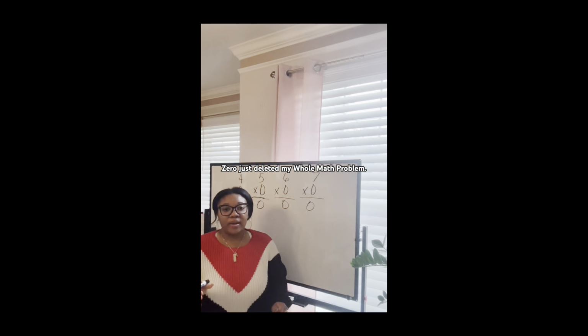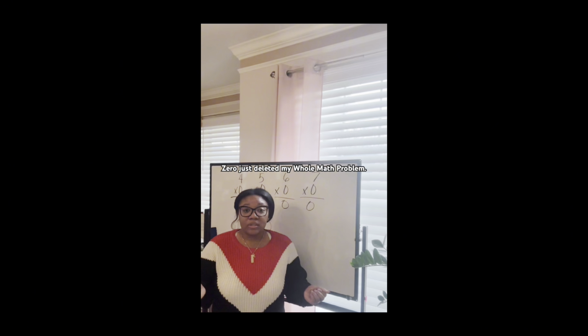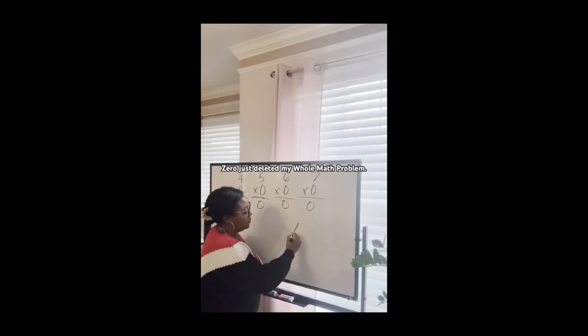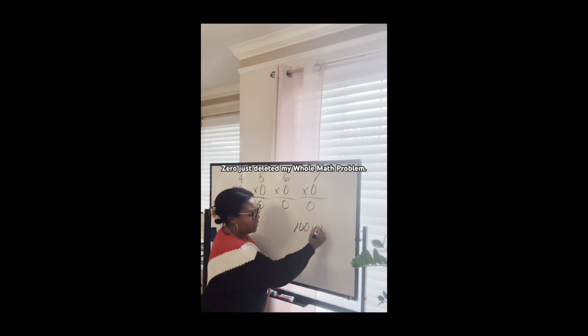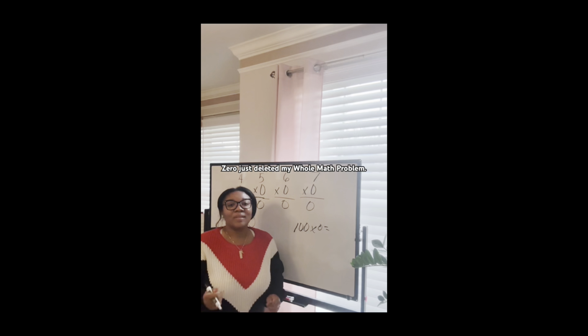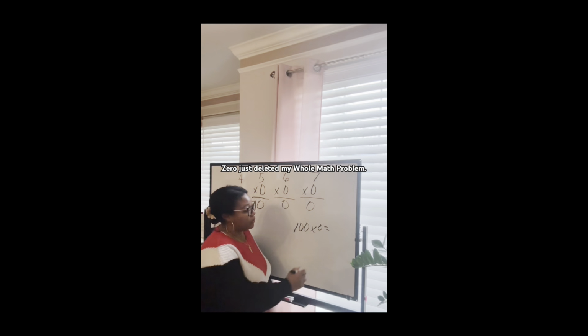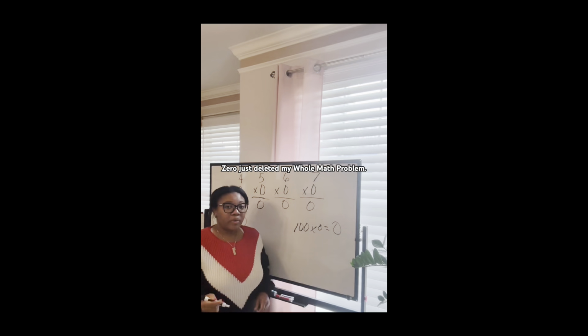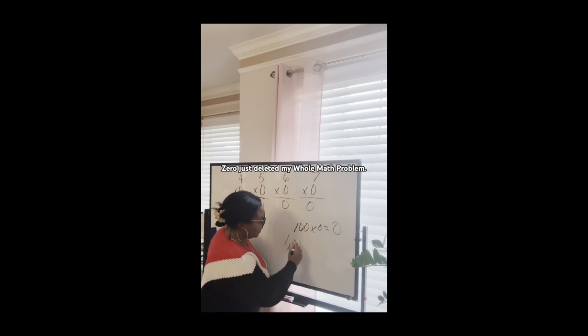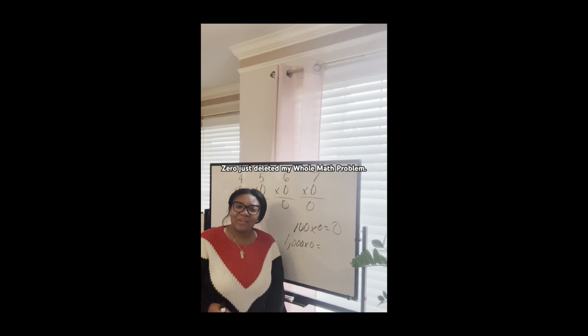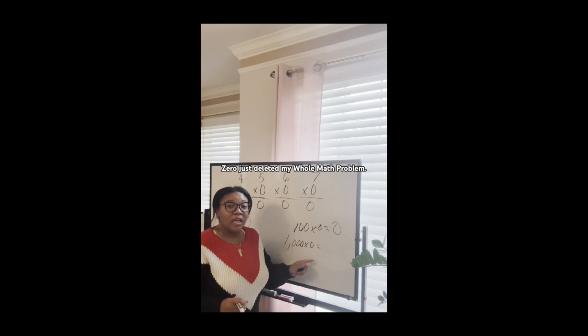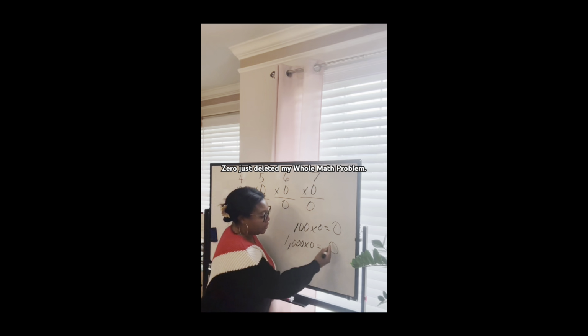Now, what if I had 100 times 0? Could that still possibly be 0? Yes. Any number times 0 is always going to be 0. Okay? What about 1,000 times 0? You would say, Miss McLean, that can't be 0. Yes, it is. Again, any number times 0 is always going to be 0.